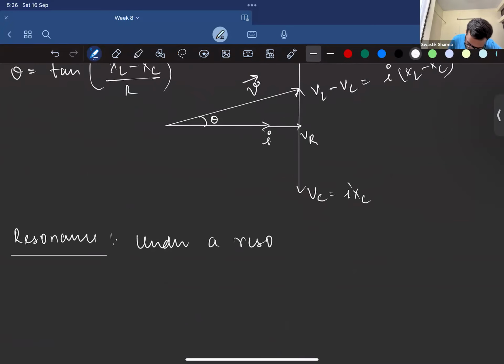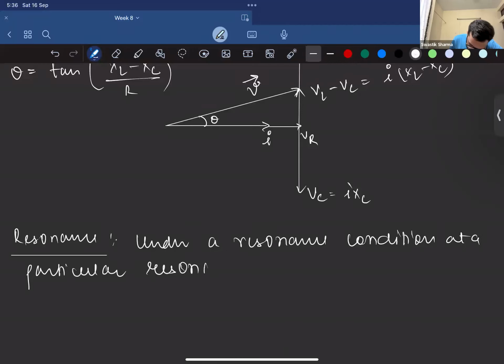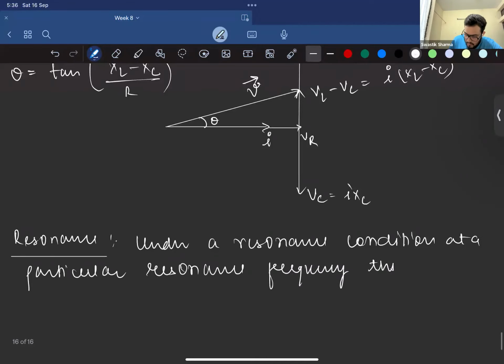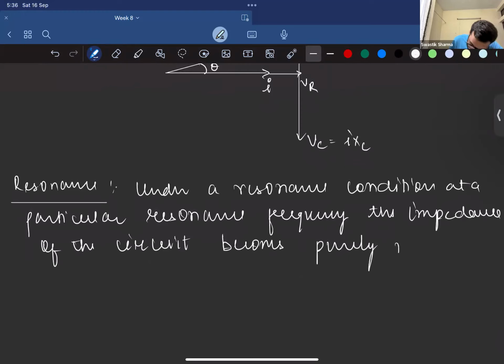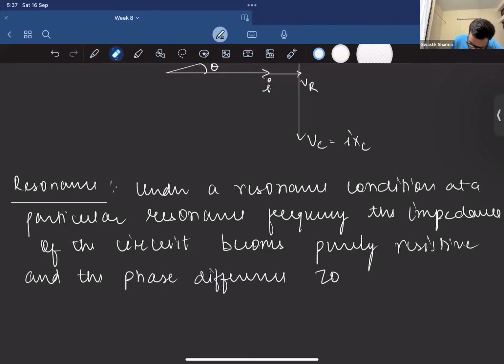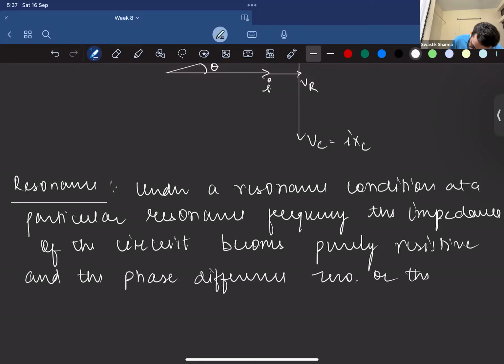Under a resonance condition, at a particular resonance or natural frequency, the impedance of the circuit becomes purely resistive, and the phase difference is zero, or the power factor is unity, right?